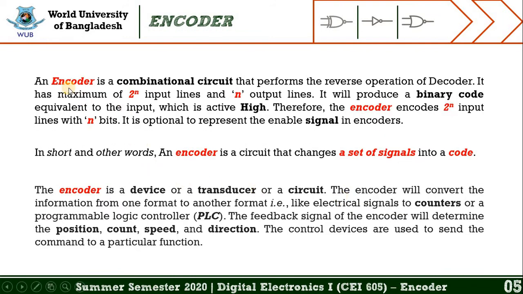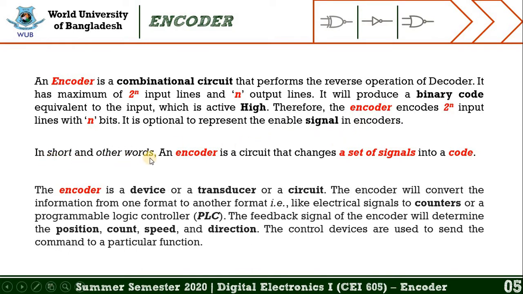From this slide, we can learn the overview of encoder. So let's begin. An encoder is a combinational circuit that performs the reverse operation of decoder. It has a maximum of 2 to the power n input lines and n output lines. It will produce a binary code equivalent to the input, which is active high. Therefore, the encoder encodes 2 to the power n input lines with n bits. It is optional to represent the enable signal in encoders.